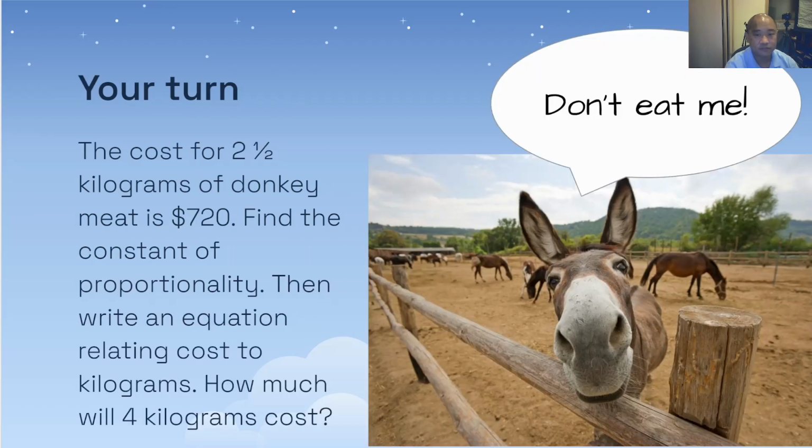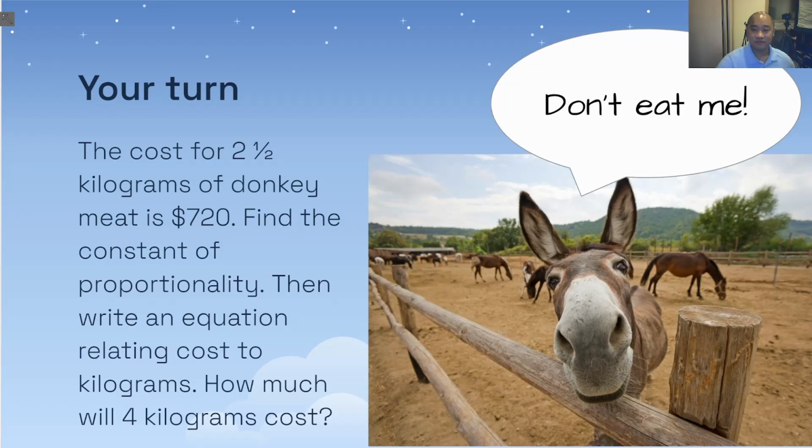Your turn. The cost for 2.5 kilograms of donkey meat is $720. So find the constant of proportionality. Then write an equation relating the cost to the kilograms. How much will 4 kilograms cost?